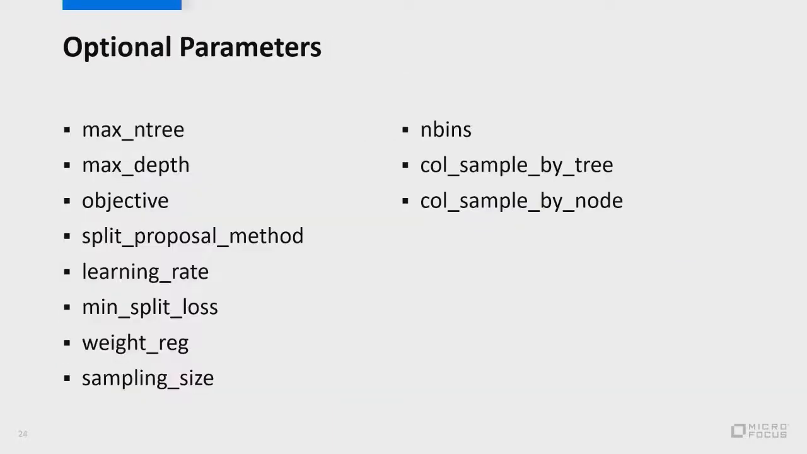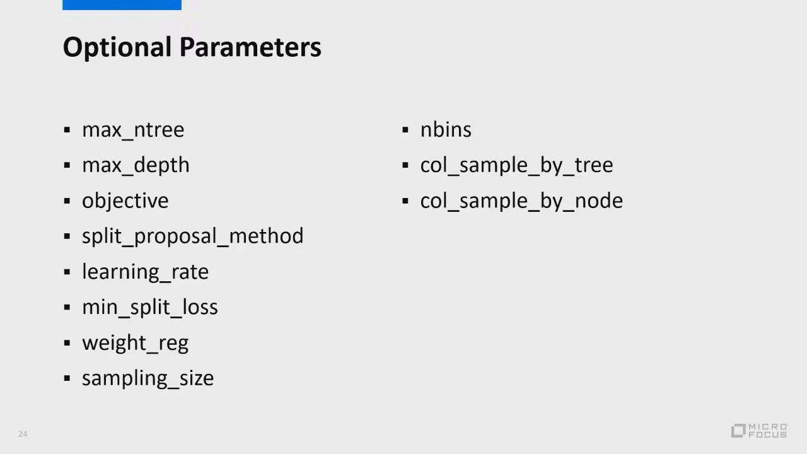Here's just a list of the optional parameters for XGBoost. I'm not going to go through all of these, just a couple key ones. We have max n tree, which is the number of trees that XGBoost will train in the model. We have the max depth, which is the depth of each tree. We have the learning rate, which affects how aggressively each tree is trained and how much it tries to fill in the mistakes of the previous trees.